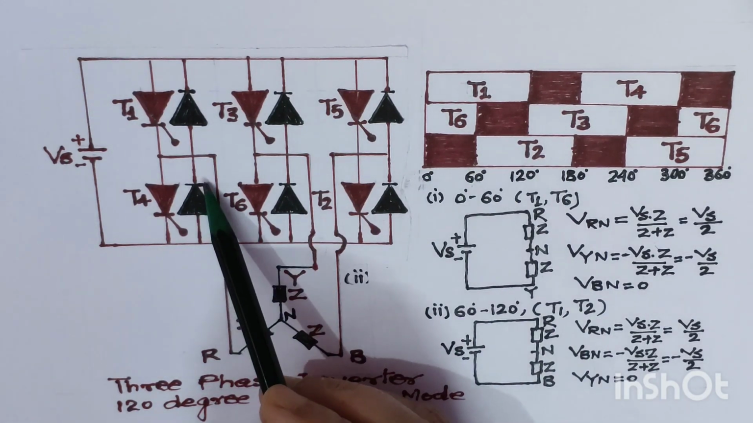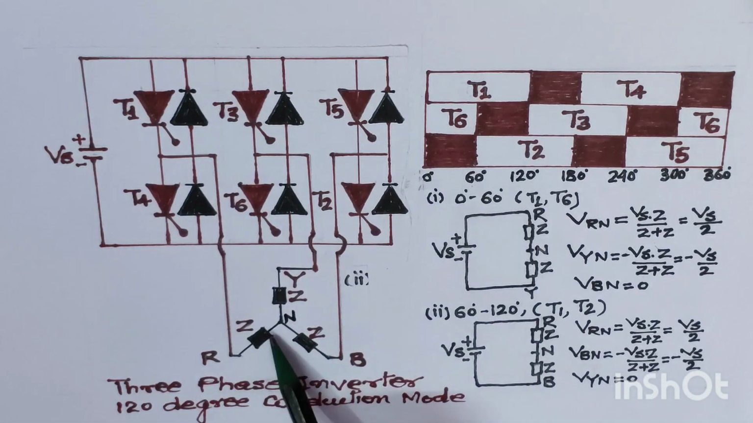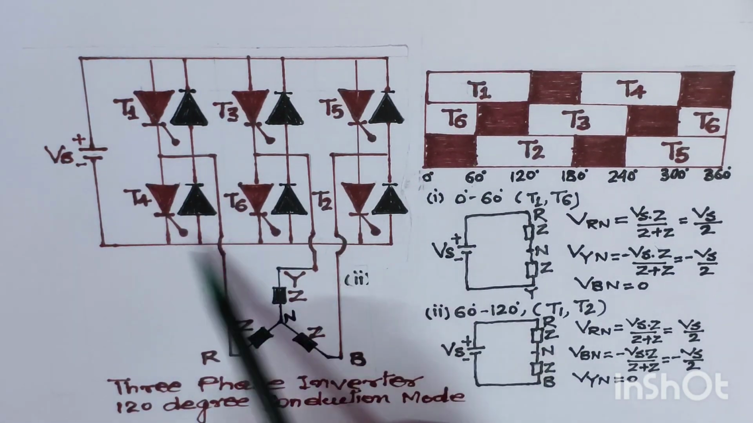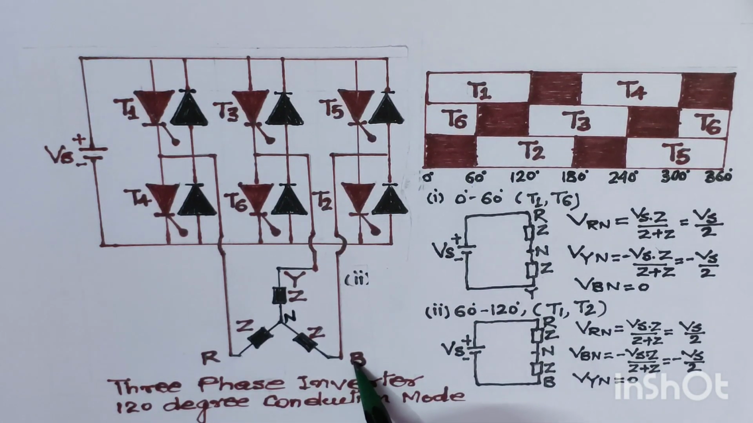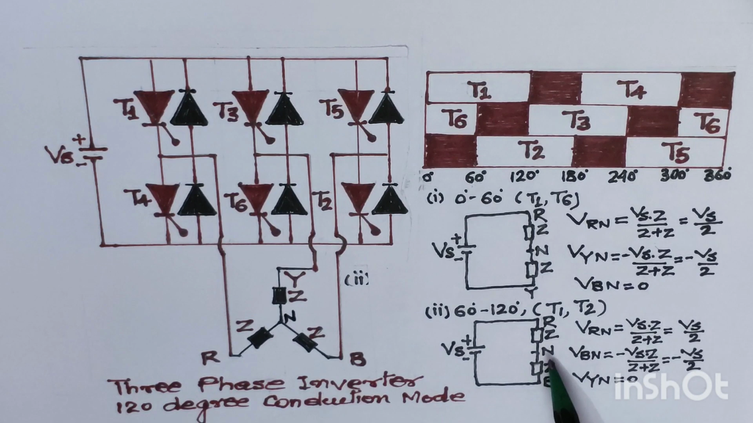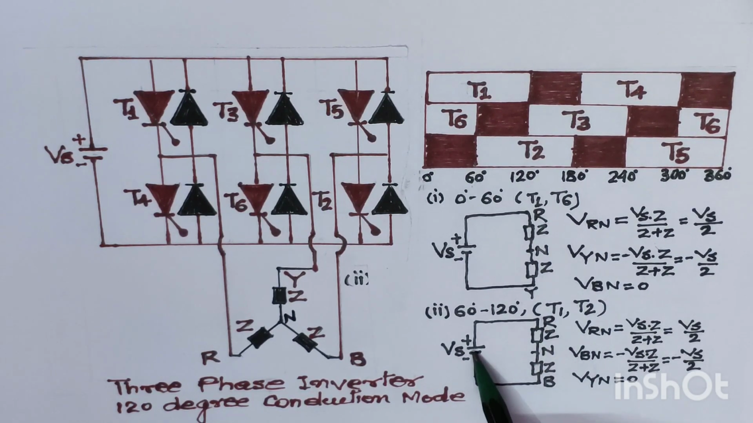And look in this circuit diagram, what is T1? T1 is connected with the positive battery terminal and with R phase, and T2 is connected with the negative terminal of the battery and with blue phase, that is B phase. So the equivalent circuit has been drawn here, where Vs is the supply voltage, and from here this is the R phase with some impedance going to neutral, and from the negative side B phase with impedance Z and neutral. This is how the equivalent circuit has been drawn here.